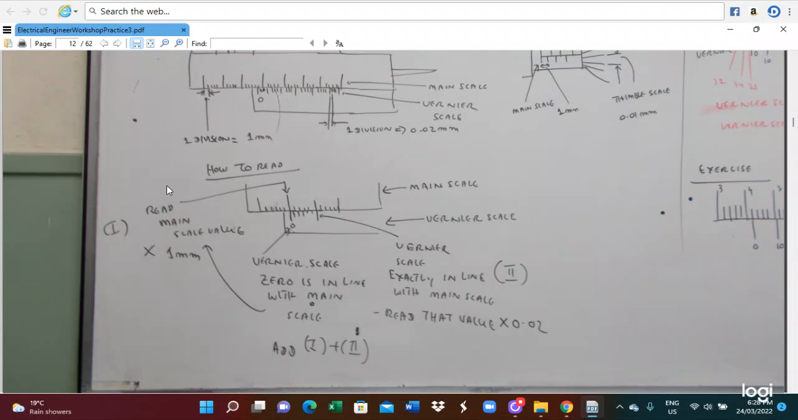So how to read? Firstly, you read the main scale value, which is multiplied by 1 millimeter. And then the vernier scale. In this case, the vernier scale 0 is in line with the main scale, so this main scale value you have to read. Then, where one of the main scale and vernier scale lines are exactly in line, that vernier value you have to take and multiply by 0.02. Number 1 is the main scale value indicated by the vernier 0, and number 2 is the vernier value. By adding 1 plus 2, you get the reading of the vernier scale.